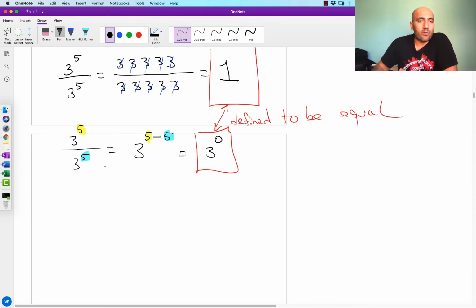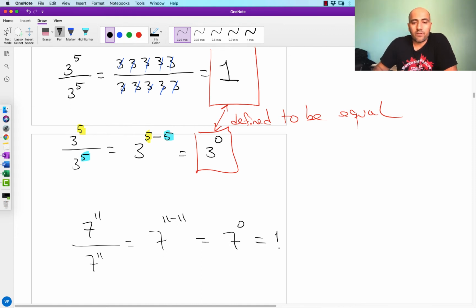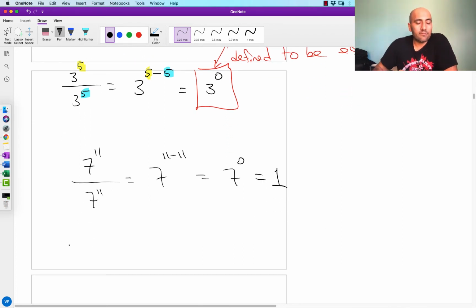So, for example, if I had 7 to the power of 11 all over 7 to the power of 11, well, that's the same thing. 7 to the 11 minus 11. What's 7 to the 0 power? Well, that's got to be a 1. So one of the rules, the next rule, is that for any real number a, a to the 0 power is always 1. For any real number a.